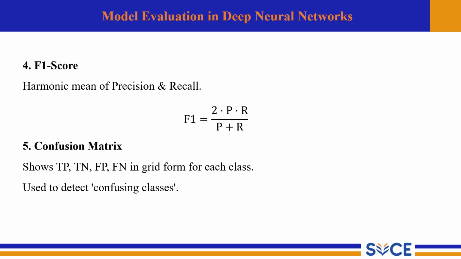Fifth one is a confusion matrix. A table showing true positive, true negative, false positive and false negative for each class. It helps identify confusing classes and understand where the model makes errors.